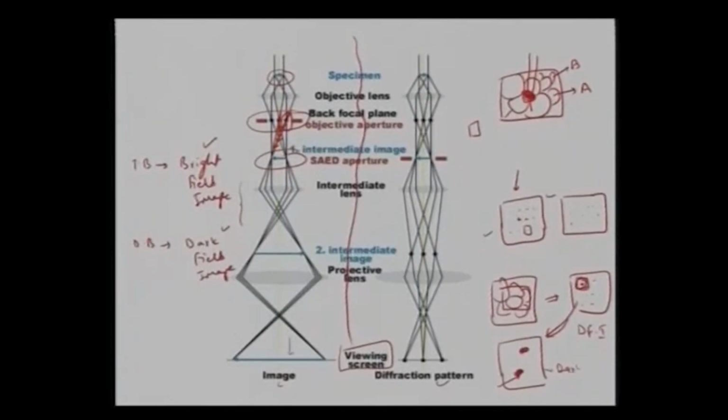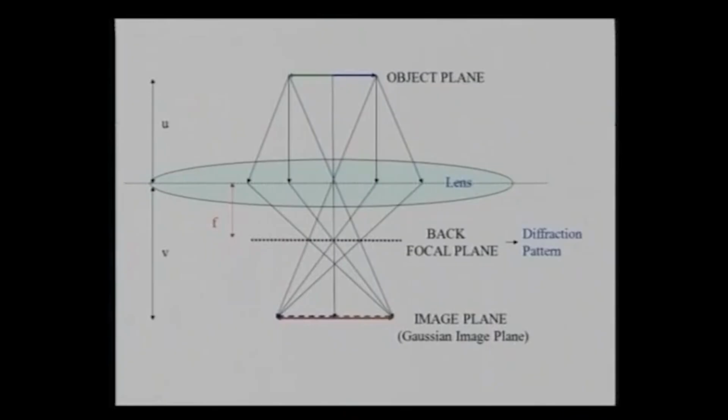I can either get an image, or I can also get information about a particular crystal through its diffraction. So that is the overall capability of my transmission electron microscope. Eventually, what we can see is that I have my back focal plane. This gives me a diffraction pattern, and if I keep my aperture somewhere, I can get a bright field image if I let my transmitted beam pass through, or if I let my diffracted beam pass through, I can get some image, and that will be the dark field image.